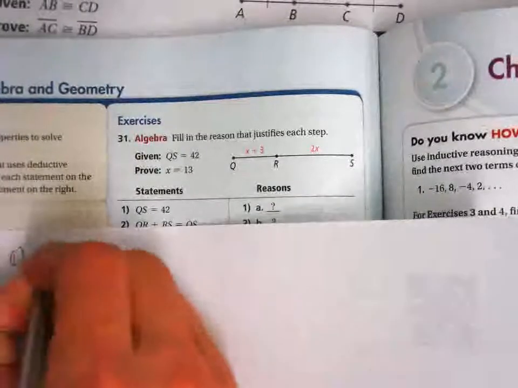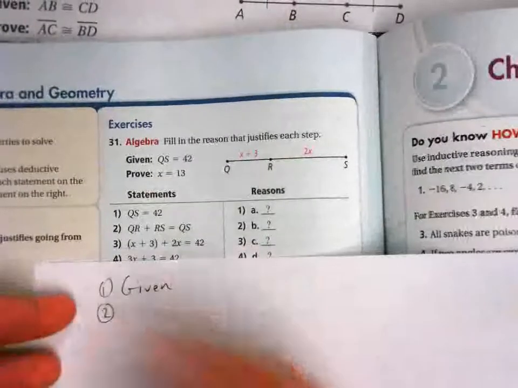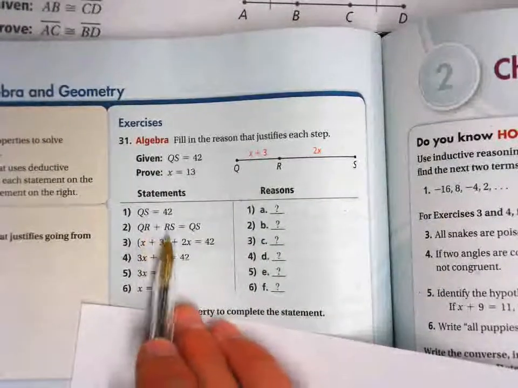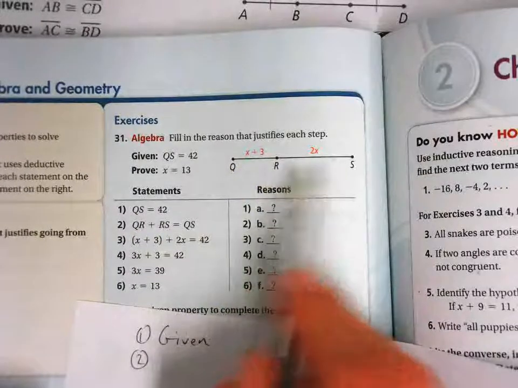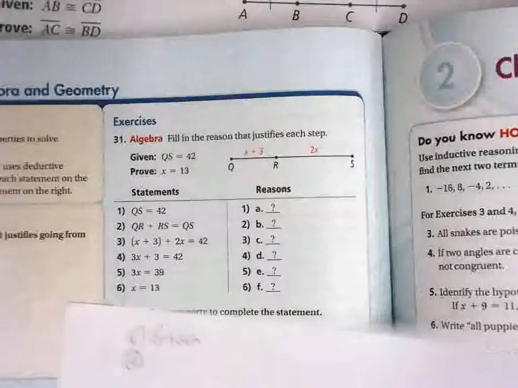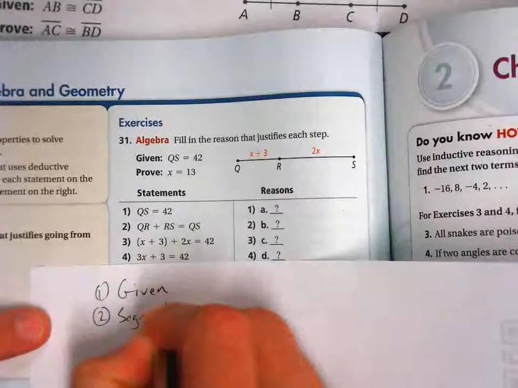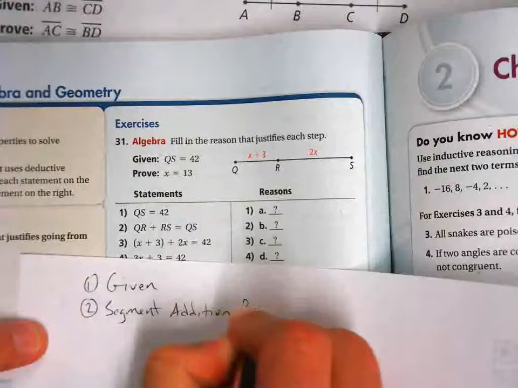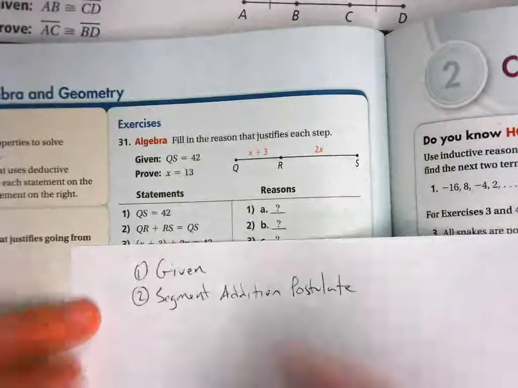Okay, so if I look at question 1, that's given. I can say that, right? All right, so now question 2. If QS is 42, then I can say that QR plus RS is equal to QS. How can we make that statement? Remember, that's caveman math. So we can totally call that the segment addition postulate. It's a popular postulate, isn't it? Yes. The segment addition postulate, the thing we knew before we could speak to one another.